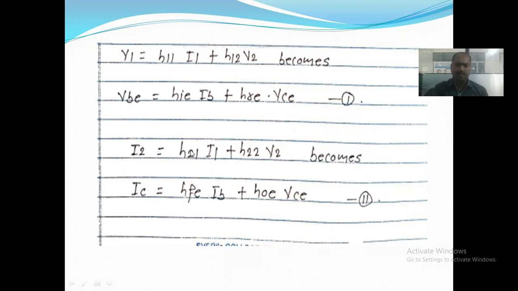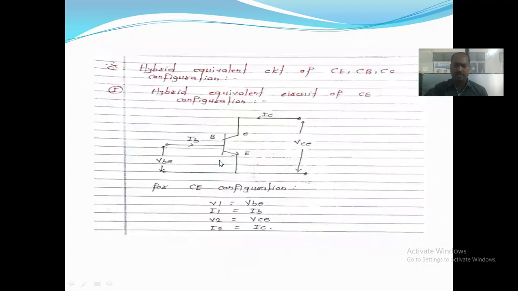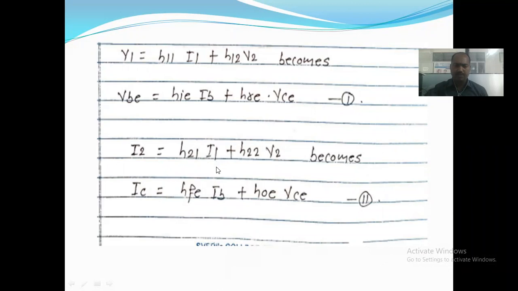H21 indicates the ratio of the forward output current to the input current, that is I2 divided by I1. So I2 indicates the output current, and I1 the input current. It is a forward current actually, so it is nothing but HFE, for the common emitter configuration. That's why it is written as HFE. I1 is nothing but IB.